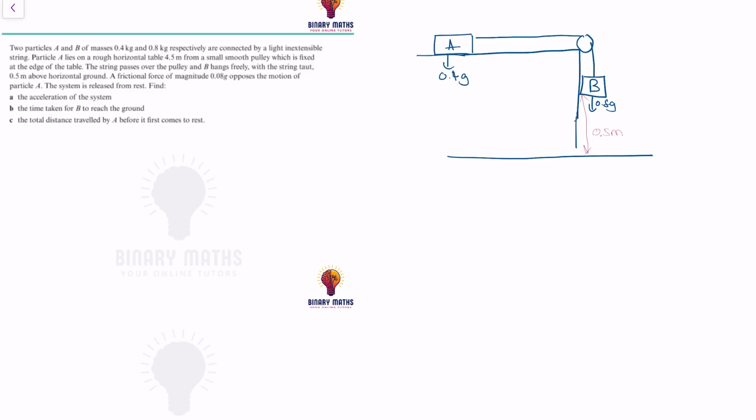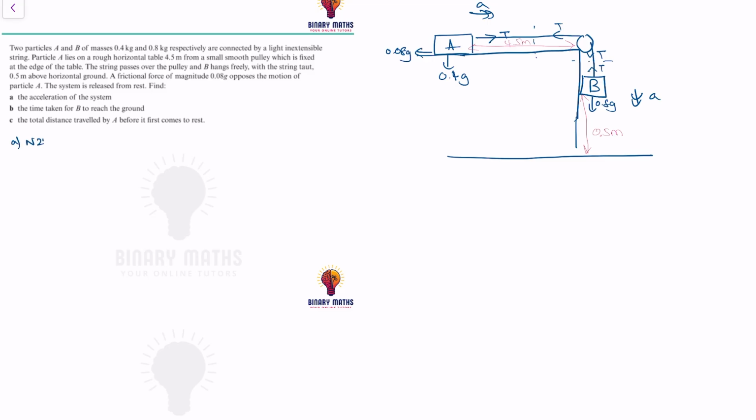Okay, and it also has a frictional force acting in the opposite direction, which is 0.08g. Obviously A feels tension, the pulley feels tension, we have tension here and tension there, and the only other thing is we know that A is also 4.5 meters away from the pulley. When it's released, acceleration will be this way, acceleration will be that way. So find the acceleration of the system.